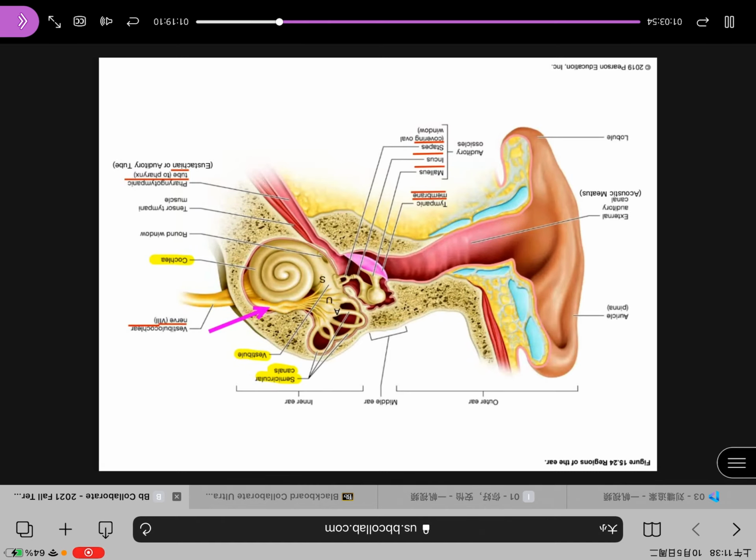The vestibular nerve. So now we can see that the vestibulocochlear nerve has two branches. The cochlear nerve for the cochlea for hearing. Therefore, the vestibular nerve supplies the vestibule and the ampulla, and it has a different role. What role does the vestibular nerve have? Anybody know? What role does it have? Balance. Very good. Equilibrium or balance.